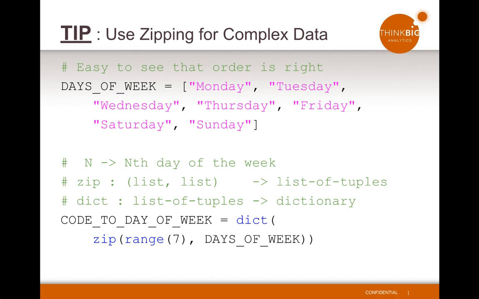Range 7 will just be a list, 0, 1, 2, 3, 4, 5, 6. When I zip that up, I will have all the tuples that I want, feed it into the dict function, and I get out my needed dictionary.